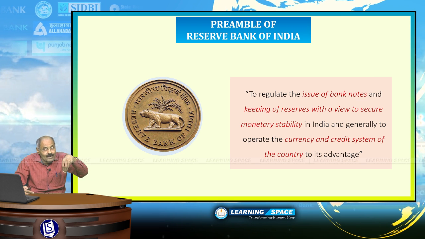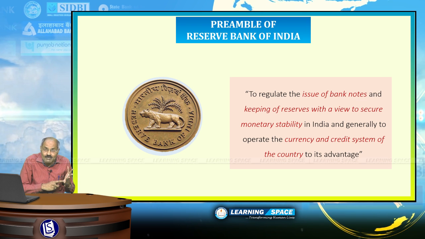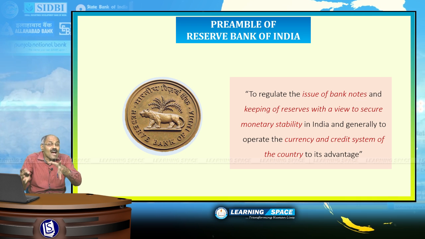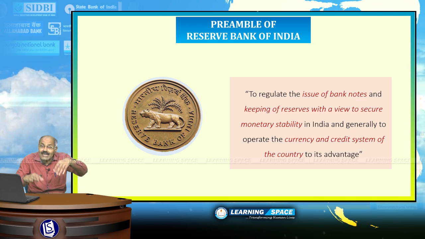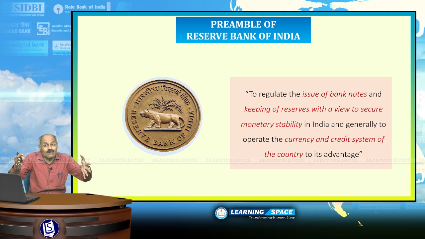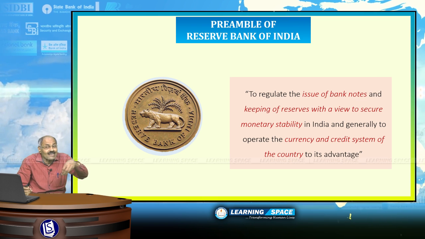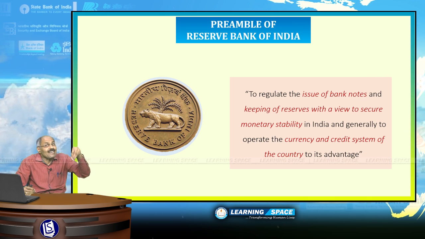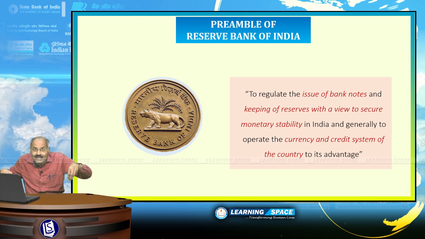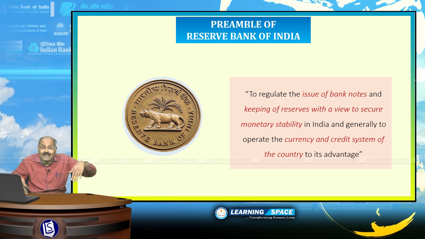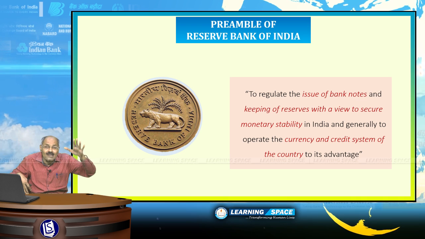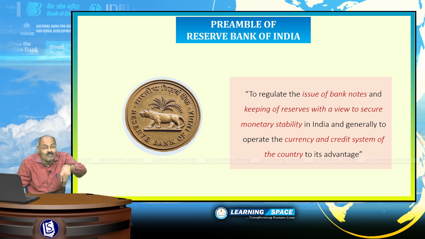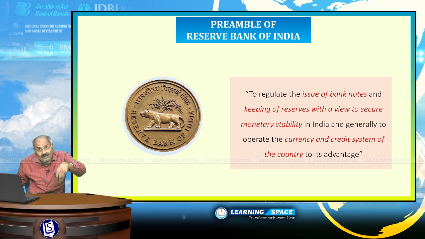So, the preamble basically looks at the issue of banknotes and keeping of reserves with a view to secure monetary stability. That means the CRR and SLR are made mandatory as per the preamble itself, and generally to operate the currency and credit system of the country to its advantage. The credit system should be to the advantage of the country. If the interest rate is to be reduced or increased, these are all the lookout of the Reserve Bank of India, so that the credit system should work to the advantage of the country.